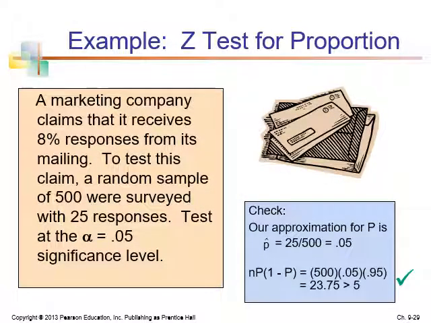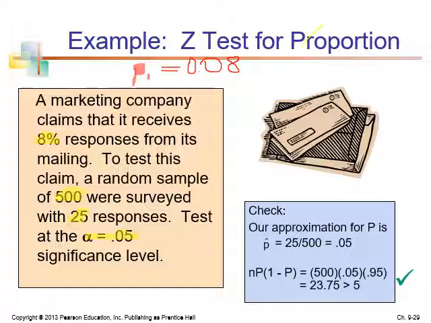And here's a simple example. There's a hypothesis that 8% comes from mailing. So in that case, the hypothesized value, p0, is given as 0.08. This is what we are trying to test. And to test this, we look for 500 responses. So we survey 500 people, we get 25 responses. Our alpha is 0.05. So let's try to make use of those numbers.